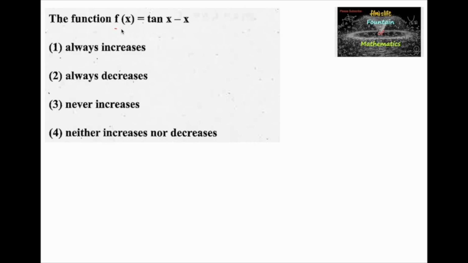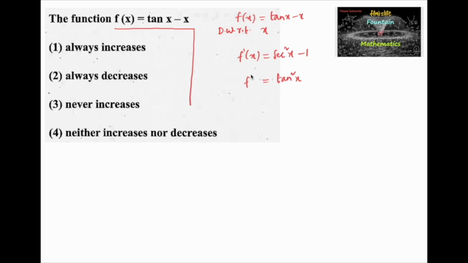Given the function f of x is equal to tan x minus x. So to verify whether it is increasing or decreasing, let us differentiate with respect to x. So we can write f dash of x is equal to differentiation of tan x is secant square x minus 1, and secant square x minus 1 is tan square x. So for any value of x, means for all x belongs to R minus odd multiples of pi by 2, because this is the domain of the tan.